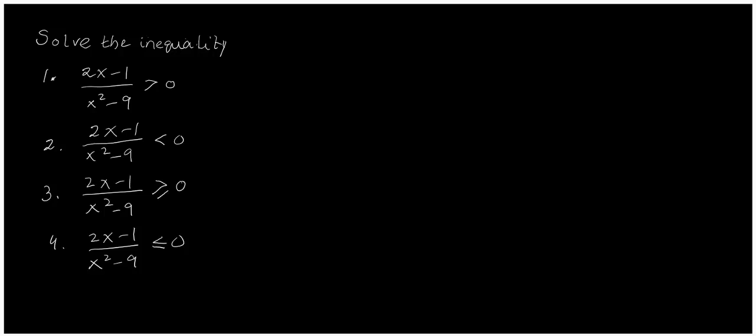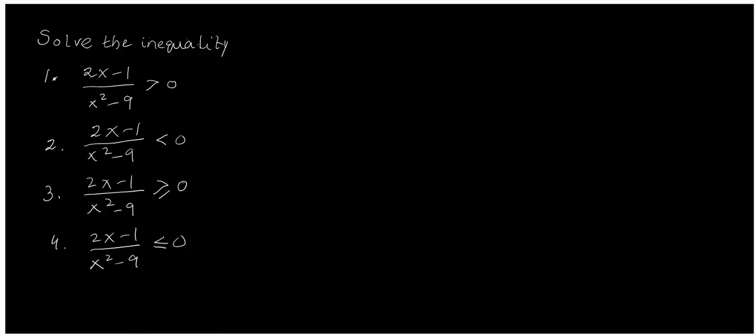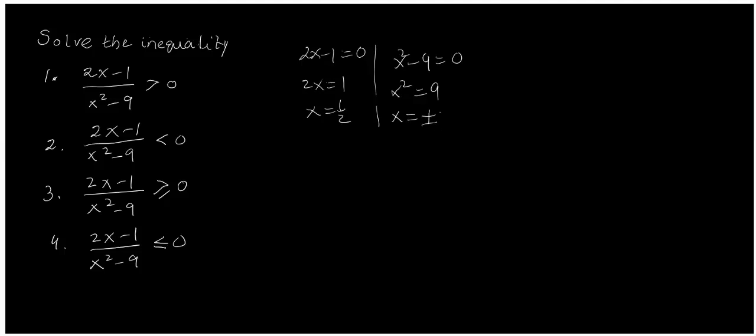So the process is, you take the numerator first, you have 2x - 1 = 0. And then from here, if you solve for x, you get x = 1/2. And then the denominator, you have x² - 9 = 0. You can easily solve this, x² is 9, so then x will be plus or minus 3.